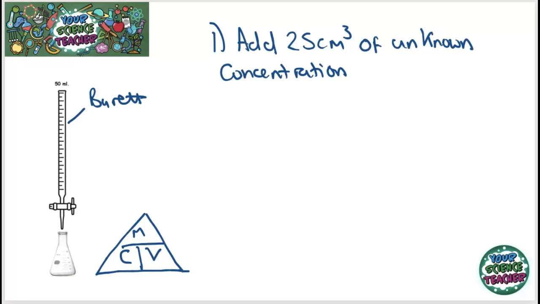For the purpose of this, we are going to put our base in our conical flask, because that's going to be our unknown for this. So we're going to add 25 centimeters cubed of unknown concentration base to the conical flask. And why we're doing this whole titration is basically to try and work out the concentration of this unknown.